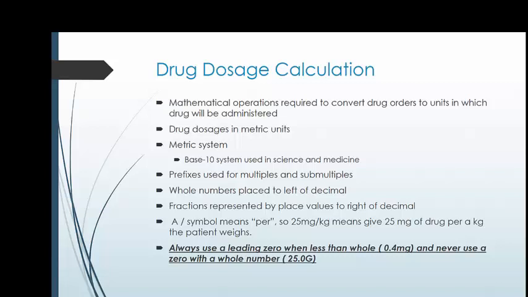Additionally, never use a trailing zero with a whole number. So 25 grams is your dose for dextrose, D50, but if you put a 0.0 on the end of there and you lose your decimal, then it's 250 grams. Once again, that's a substantial difference from just your 25 grams, so it's always very important.